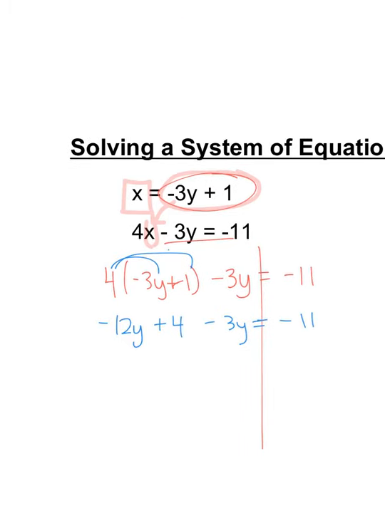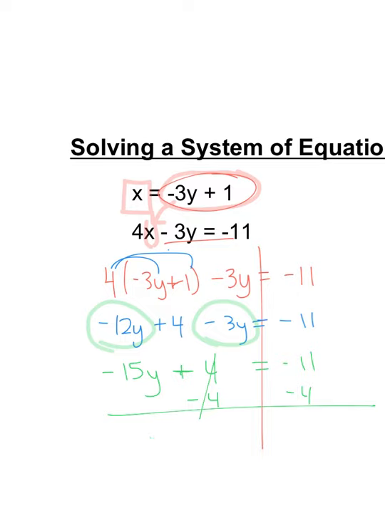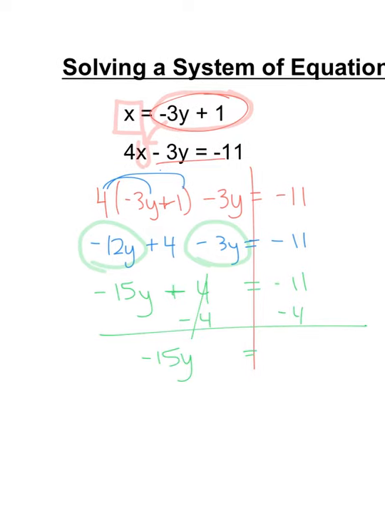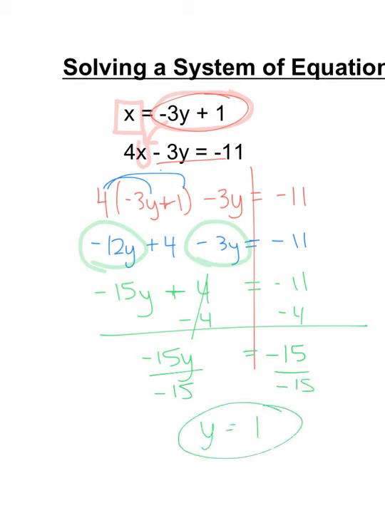Then I would look to combine any like terms. On the same side of the equation, we've got negative 12y minus 3 more y. So we can write that as negative 15y plus 4 equals negative 11. To get the y by itself, we can undo this plus 4 by subtracting 4 on both sides. Negative 11 minus 4 more is negative 15. And then divide by negative 15 on both sides, and we get y equals 1. It's possible to get a fraction or a decimal answer, but as your 9th grade teacher, I'm not going to do that to you.